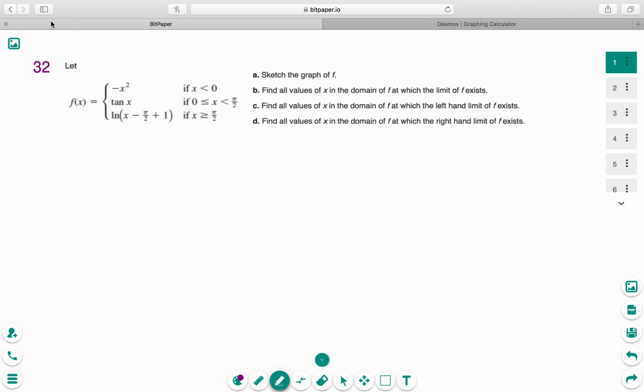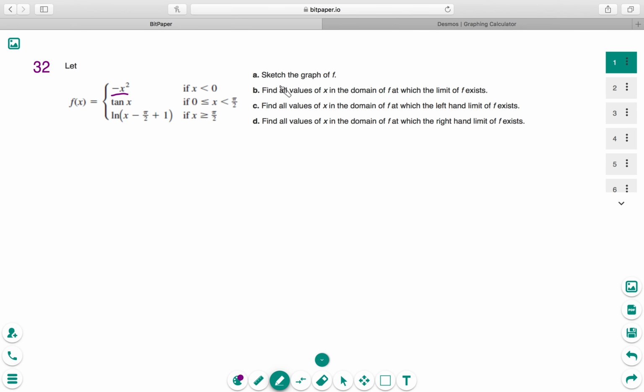And so in this problem, 32, we have this piecewise defined function. Let f of x equal negative x squared if x is less than 0, the tangent of x if 0 is less than or equal to x less than pi halves, and then the ln of x minus pi halves plus 1, weird function, eh? If x is greater than or equal to pi halves. So this function is probably going to have some sort of weird shape, probably some cutoffs and whatnot.